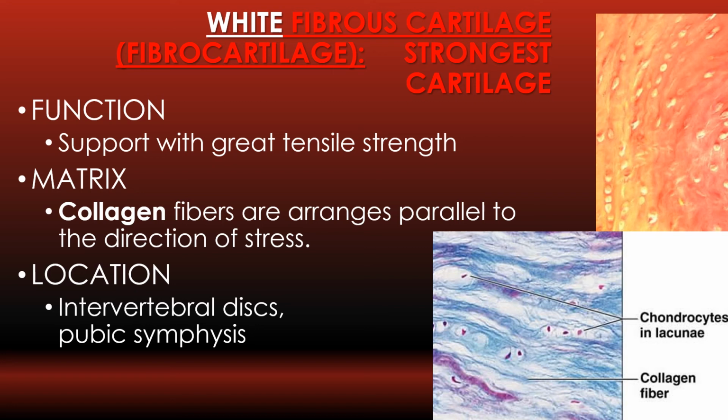The pubic symphysis is literally in the front where your two hip bones are linked together. There's a little bit of flexibility there, which helps a minor bit with childbirth. However, that pubic symphysis is firm, it's tough, it doesn't just randomly give way. So you'd need to have fibrous cartilage, white fibrous cartilage, wherever you need that great pull and tug stress.